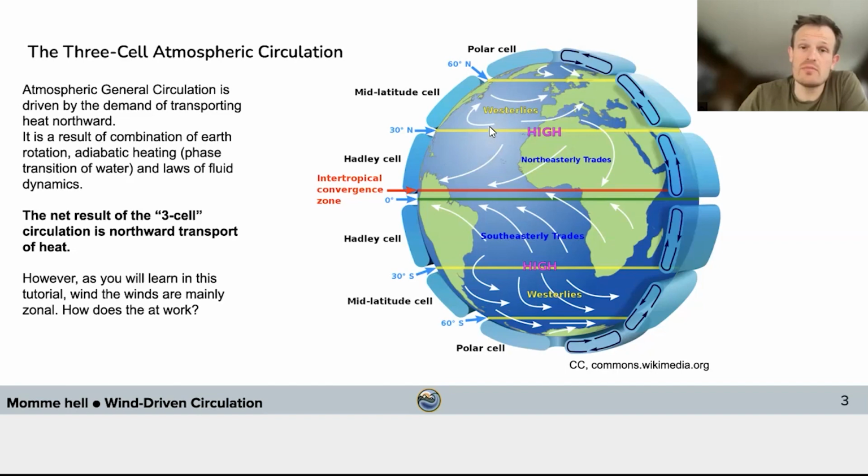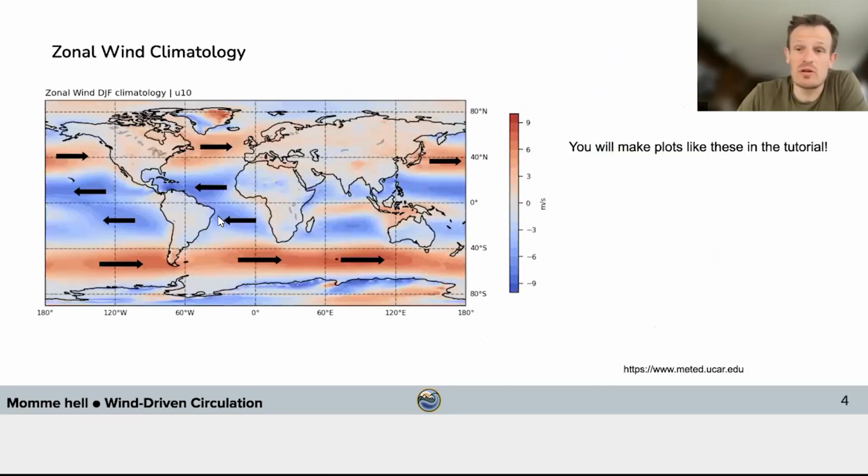The Hadley cell and the mid-latitude cell have the characteristic easterlies and westerlies, and they together build the forcing for the ocean current circulation. Now remember these two names here: the westerlies that go from west to east, and the easterlies going from east to west. And you can see them in the climatology of surface winds. And this plot you will reproduce in the tutorial.